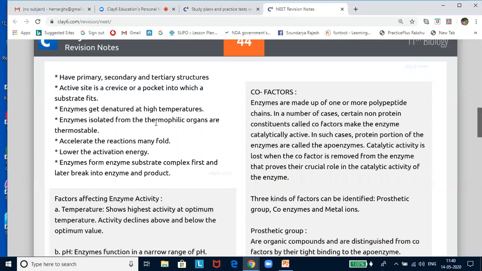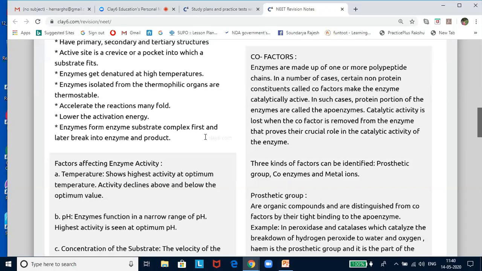Now, enzymes that are isolated from thermophilic organisms are thermostable. There are certain bacteria, Thermus aquaticus, that can yield enzymes, and these enzymes obtained from these bacteria are stable even at higher temperatures. Now, they accelerate the reactions manyfold. They lower the activation energy, and enzymes form an enzyme substrate complex first and later break into enzyme and the product. So this is the preview of the enzyme action.